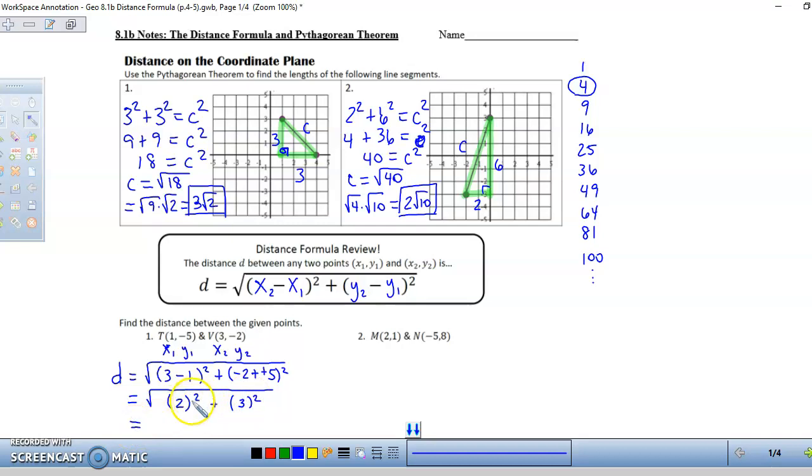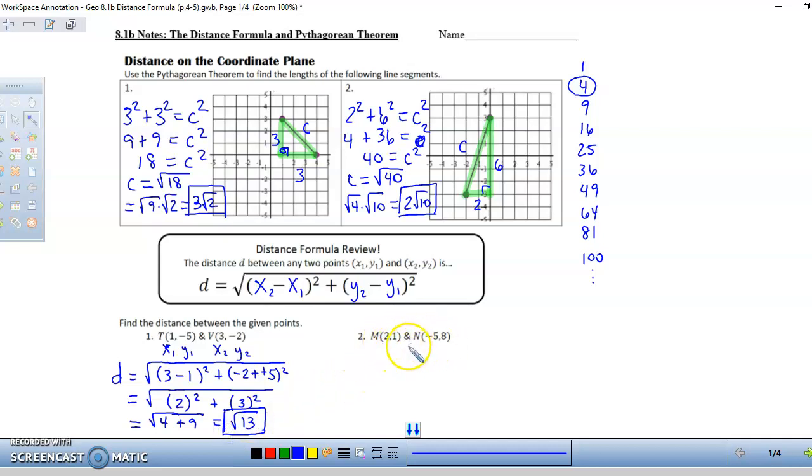Okay, next, so we're going to square these. And I get square root of 4 plus 9. And then put those together and you get square root of 13. So my final answer, I'm going to leave these as these weird radical answers, square root of 13.